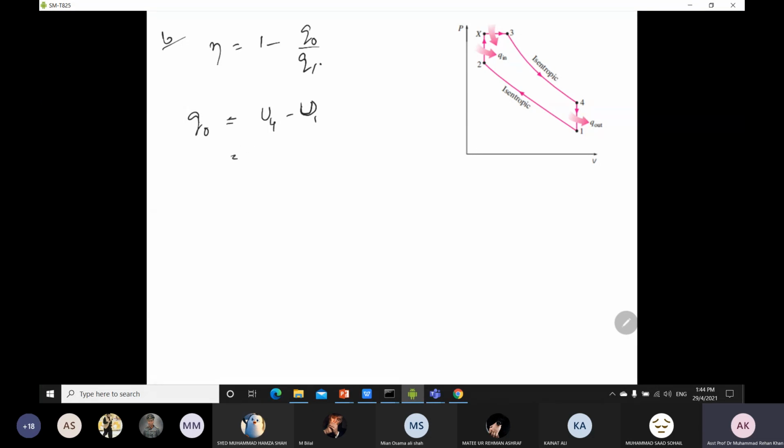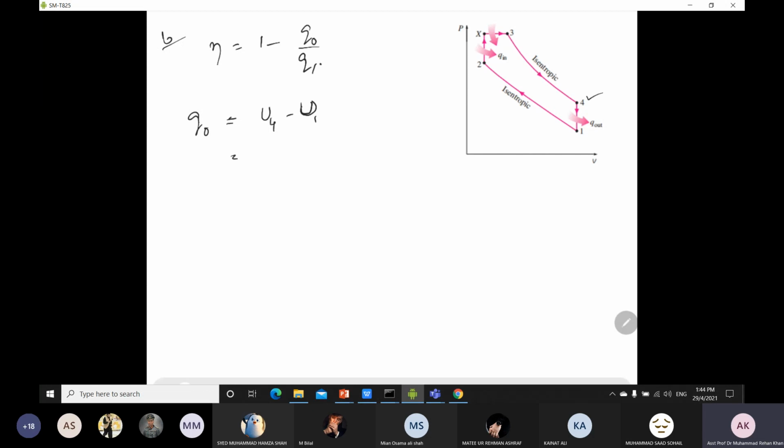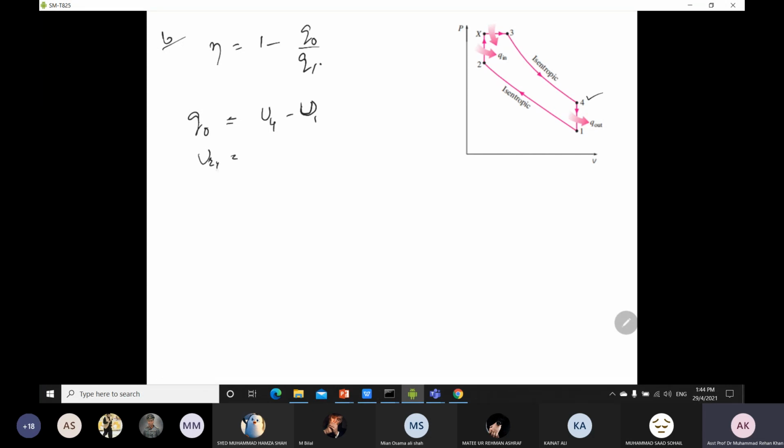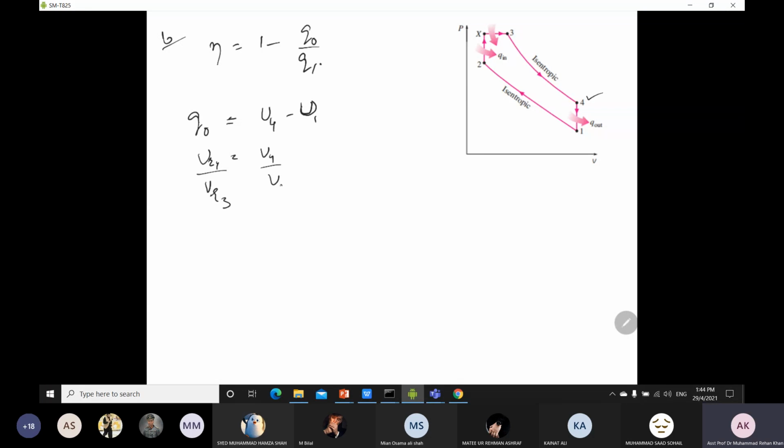Okay, so the U4 value is not known to us. The U1 value we found in part A. So the first step is to find the U4 value. For U4 we need any variable at point number 4, so that we can easily go to thermodynamic tables. For that we can say VR4 over VR3, because it is an isentropic process, equals V4 over V3.